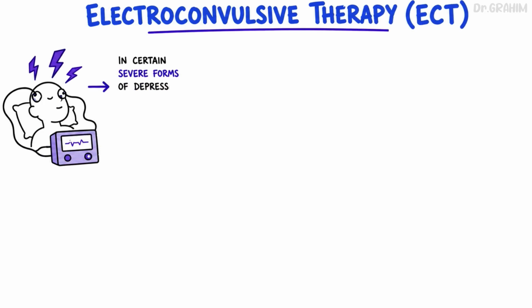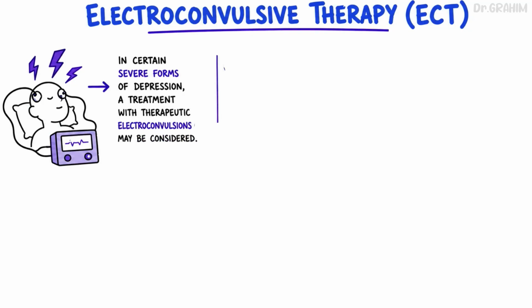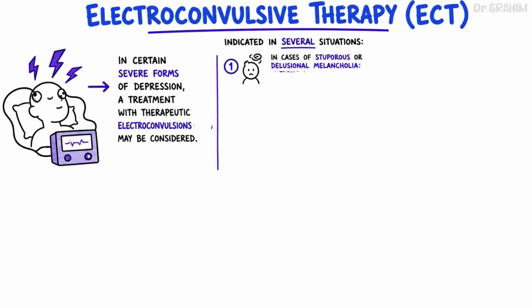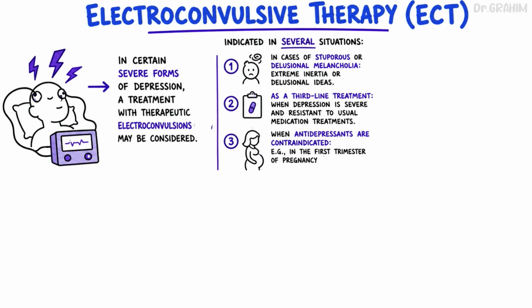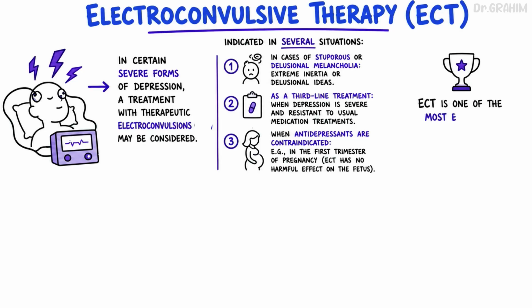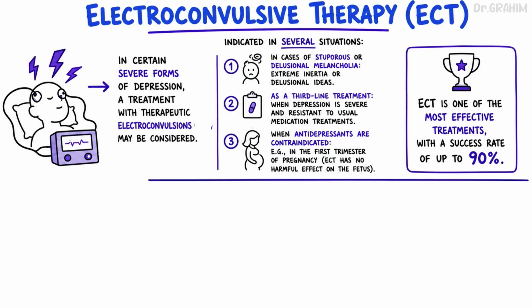In certain severe forms of depression, a treatment with therapeutic electroconvulsions (ECT) may be considered. This technique, performed by a psychiatrist in a specialized setting, is indicated in several situations. In cases of stupors or delusional melancholia, that is, when the person is in a state of extreme inertia or presents delusional ideas. As a third-line treatment, when depression is severe and resistant to usual medication treatments. When antidepressants are contraindicated, for example in a woman in the first trimester of pregnancy, since ECT has no harmful effect on the fetus. ECT is one of the most effective treatments, with a success rate of up to 90%.